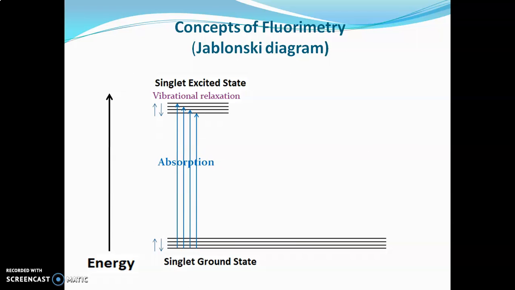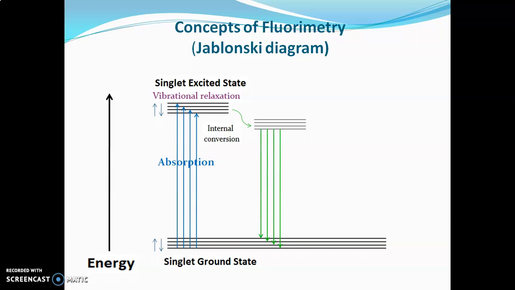In some molecules, the electrons show internal conversion and they travel to a less energy state, and from this less energy state electrons lose their complete energy in the form of radiation, which is known as fluorescence.